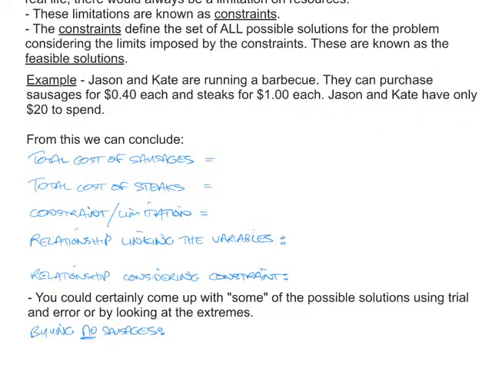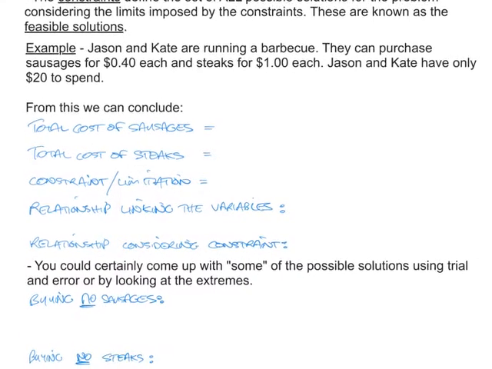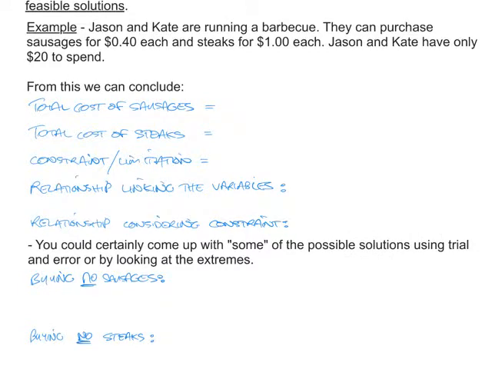Jason and Kate are running a barbecue. They can purchase sausages for 40 cents each and steaks for $1 each. Jason and Kate have only $20 to spend. So, like previously, you've had dollar amount relationships before. The only extra here is that we have a limitation, and obviously that limitation is going to affect how many sausages and steaks we can buy overall. So let's break that down.